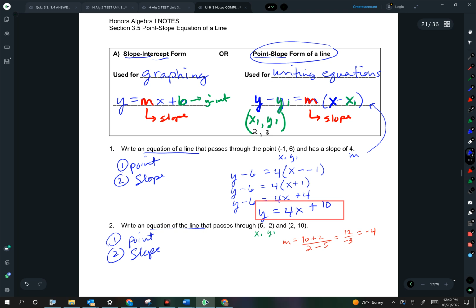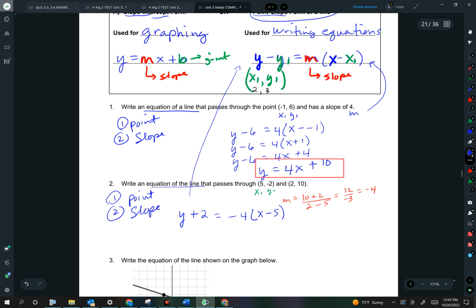Okay, so now I'm going to fill into my equation. I'm going to say y minus, I'm filling into my point slope up here, remember? Y minus, what is y1? Well, negative 2 equals, what's my slope? Negative 4. Then I have x minus, remember x1 is 5. Okay, so there's my equation.